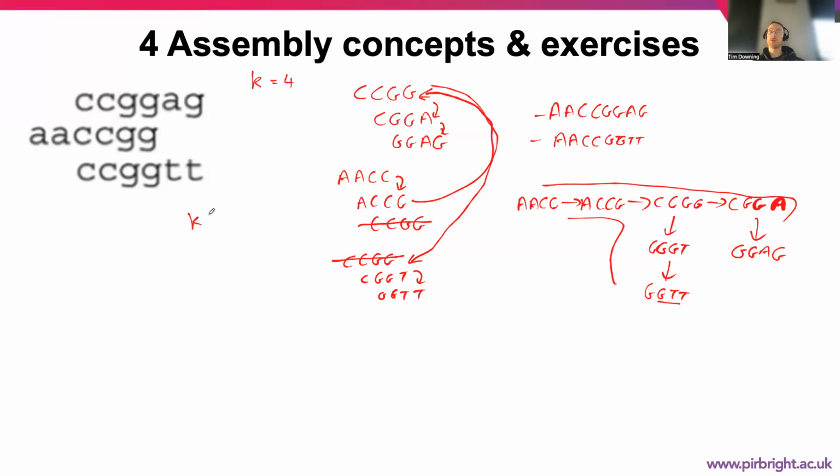However, we could reconstruct these for k equals 3, or indeed k equals 5, and see if we get the same assembly. If we get the same assembly, that gives us more confidence. If we don't get the same assembly, then we have to think about which is the best assembly. So you can try those yourself to see if you get a similar answer.